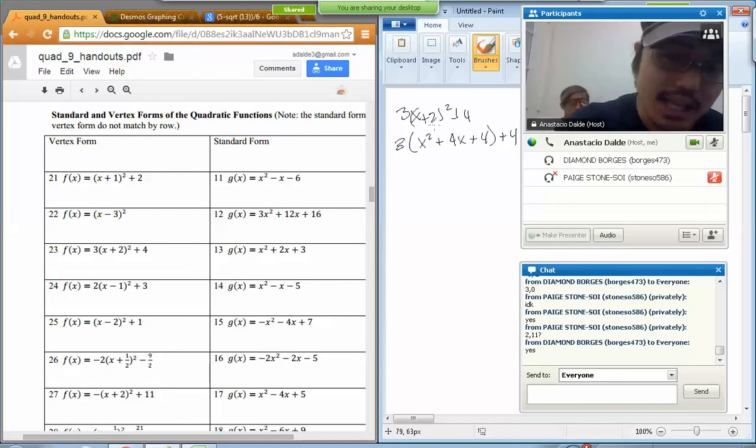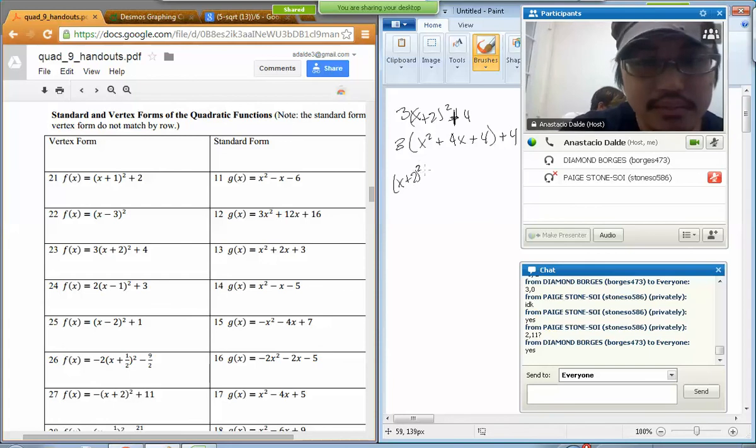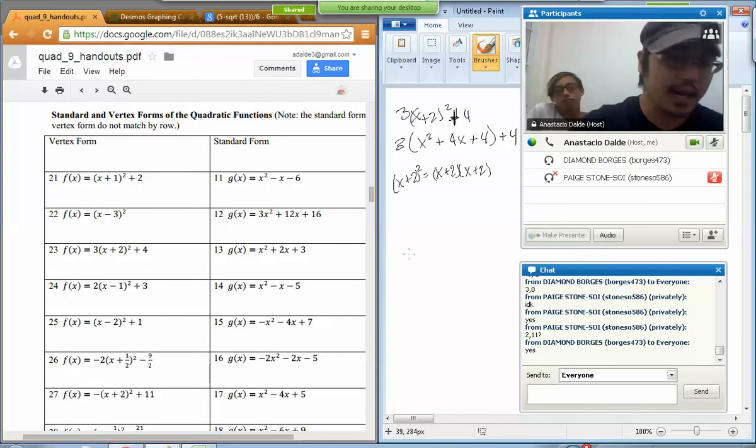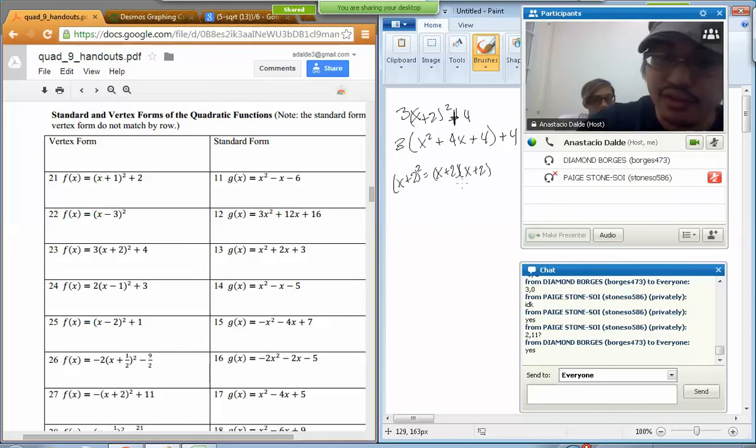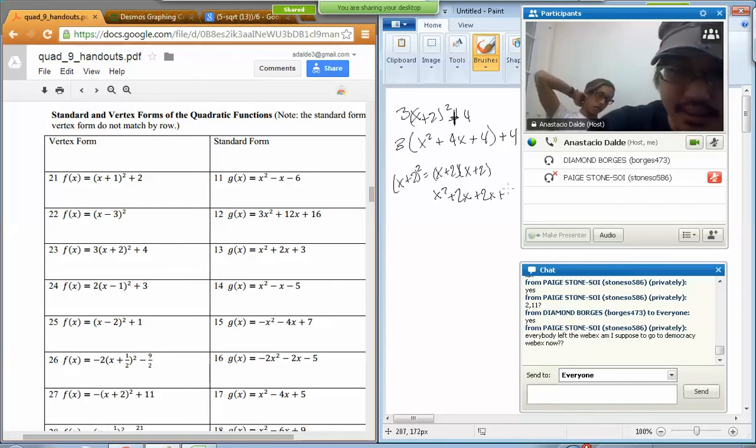See this x plus 2 squared, by the way? That's x plus 2 times x plus 2. You FOIL that. First times the first is x squared, right? Outer is plus 2x. And last, or inners is plus 2x. And last is plus 4.